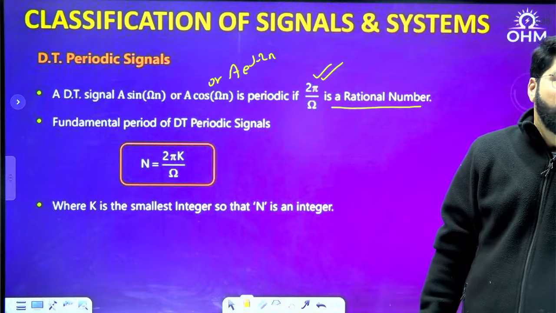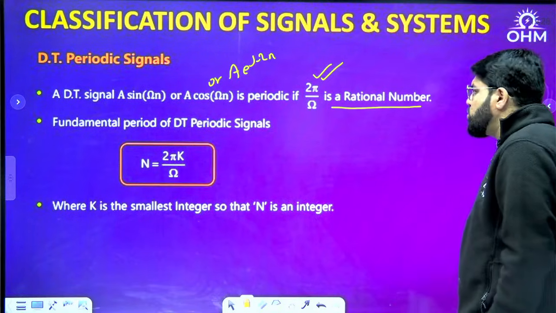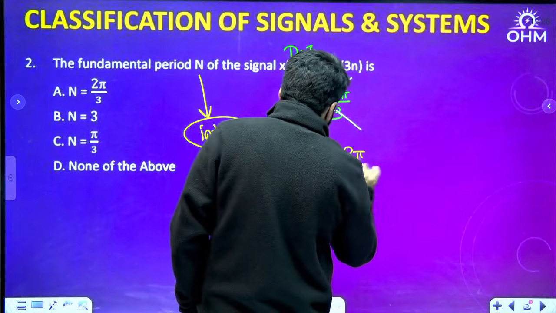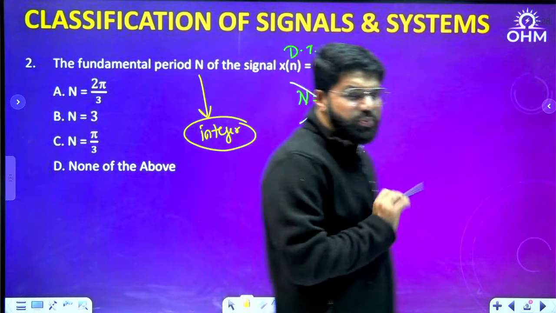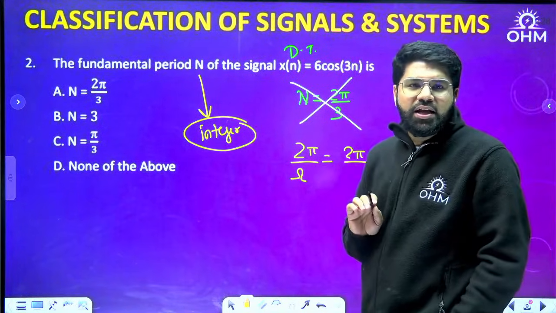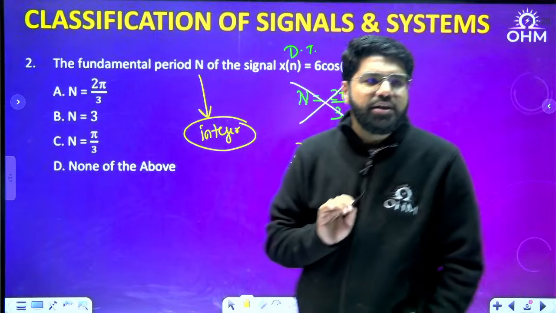Otherwise, the signal cannot be periodic. So what is the 2 pi by omega here? Usually students make a mistake here, and this is one simple but expected question from DT periodic signals. Correct answer Sai Krishna, correct answer Salim.